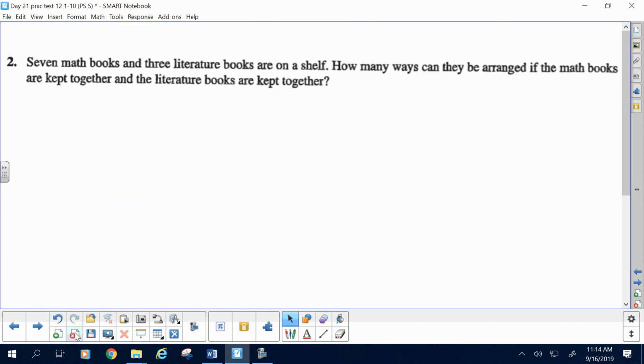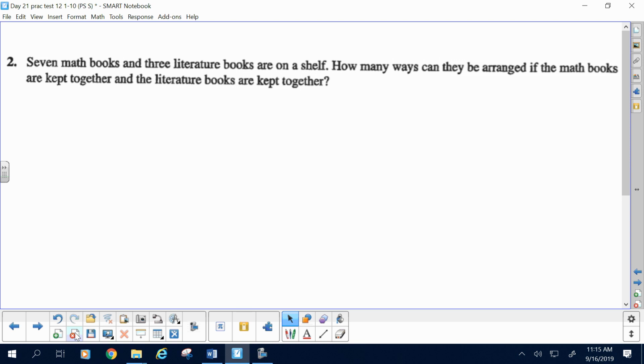7 math books and 3 lit books are on a shelf. How many ways can they be arranged if the math books are kept together and the literature books are kept together? Let's assume they're all different math books and different literature books. So, anybody remember this? This kind of feels like you guys need a reminder on this, but I feel like you don't. You should be able to do this. How do you do this?